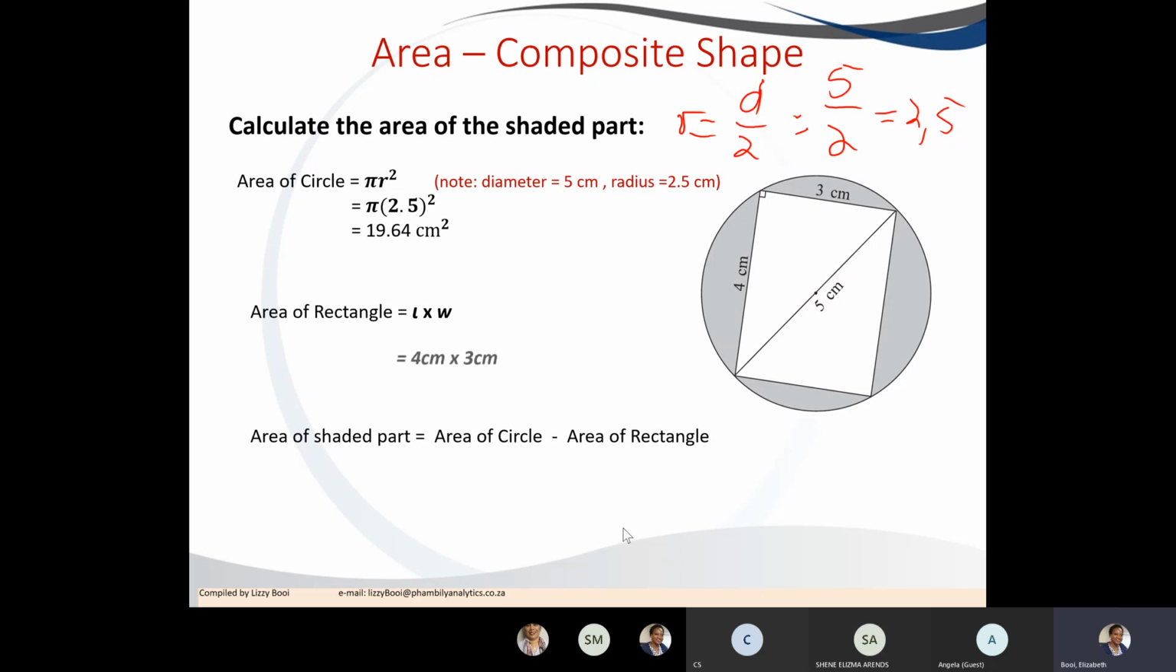So calculating the area of a rectangle, we are given 4 centimeters on this side, and we are also given the width, which is 3 centimeters. So it will be 4 times 3, which gives us 12 centimeters squared. Now we have the area of a circle, which is 19.64, and we have the area of a rectangle. We can then substitute into our formula. We subtract the rectangle from the circle, and we get the shaded area as 7.64 centimeters squared.